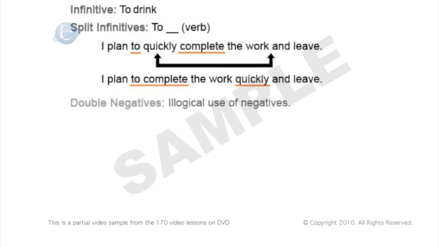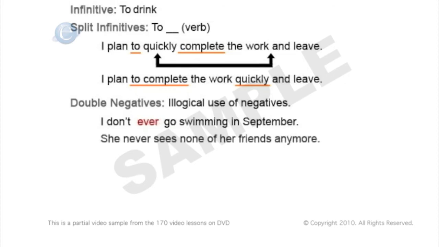Double negatives. We know that no doesn't work, but there are other double negatives that can come up that aren't quite as clear. Take a look at your materials. I don't never go swimming in September. Sounds a little awkward, but it can come up that way. But take a look at the next one. She never sees none of her friends anymore. That is not quite as obvious, but the reason it's wrong is there's a double negative there.